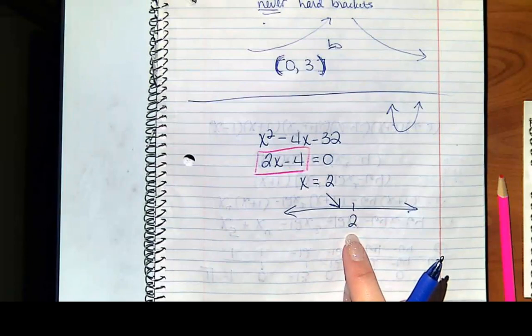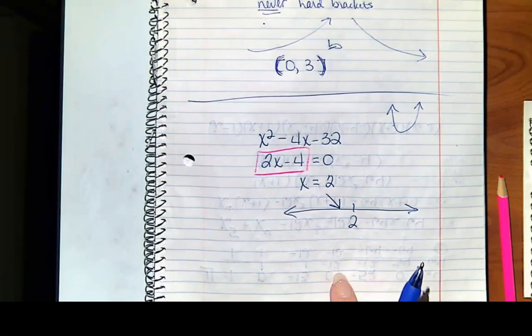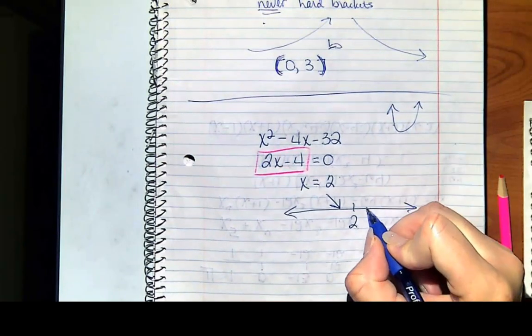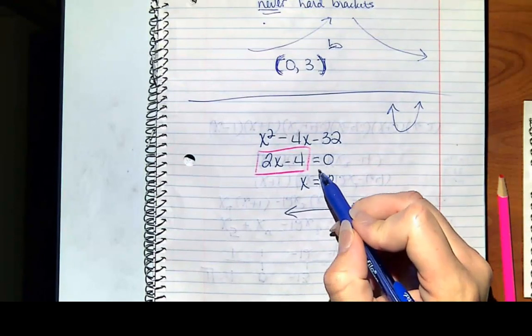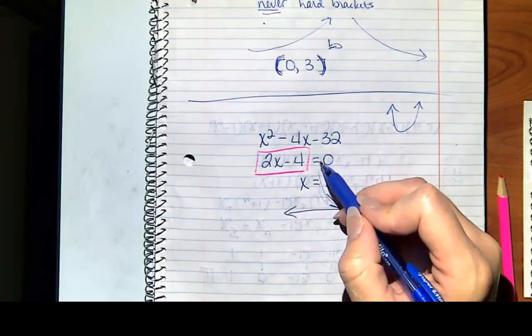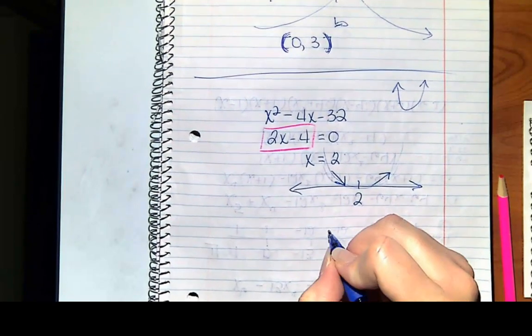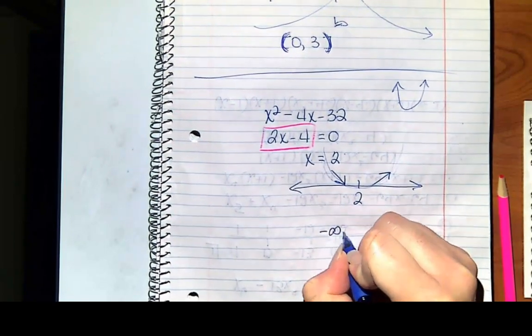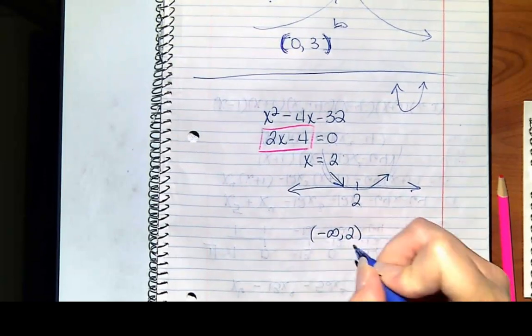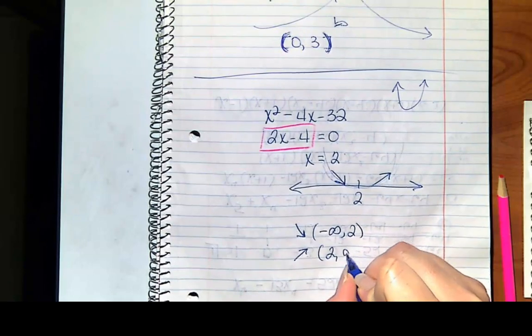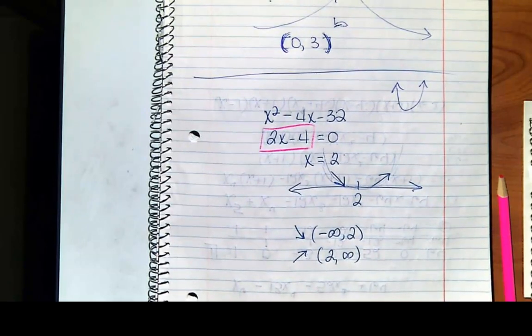So give me a nice number to the right of 2. Well, a nice number to the right of 2 is 10. I don't care what it is as long as it's to the right. So 2 times 10 minus 4 is positive. And now if you'll look, you essentially just drew your parabola. So where is he decreasing? He's decreasing from negative infinity to 2. And where is he increasing? From 2 to positive infinity.